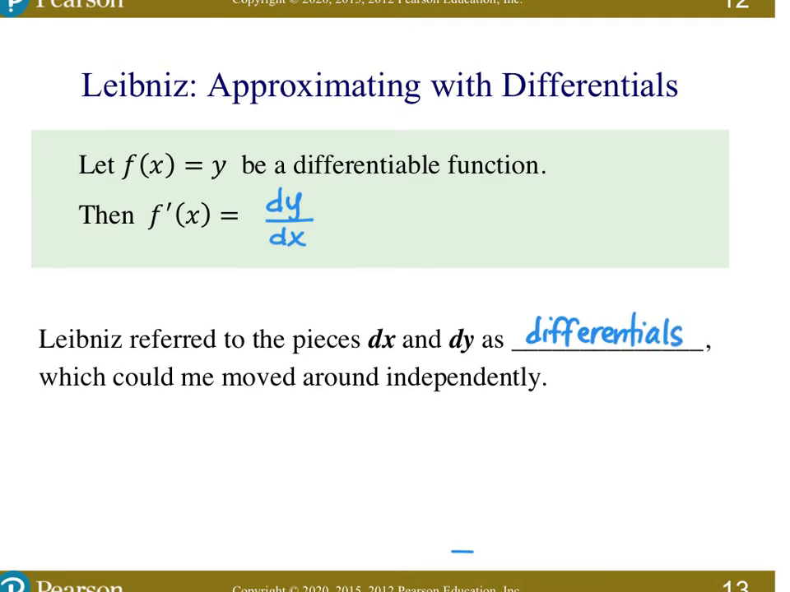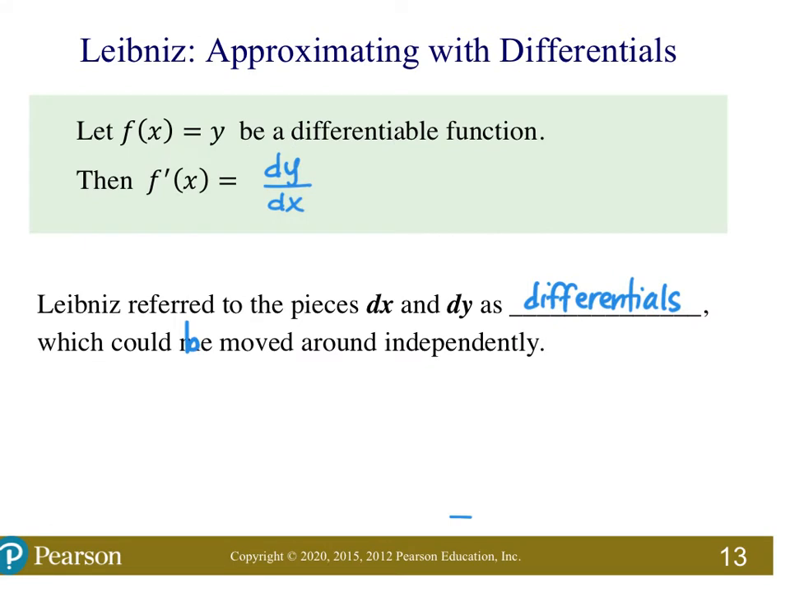And he saw them as independent pieces of each other, which could be moved around independently from one another. And so think about if you took the expression f prime of x equals dy over dx, and if you put a 1 under that, you could cross multiply that expression, and you would end up with dy equals f prime of x times dx as just a cross multiplication. Now that format is really helpful in his work in terms of approximating and estimating different values.